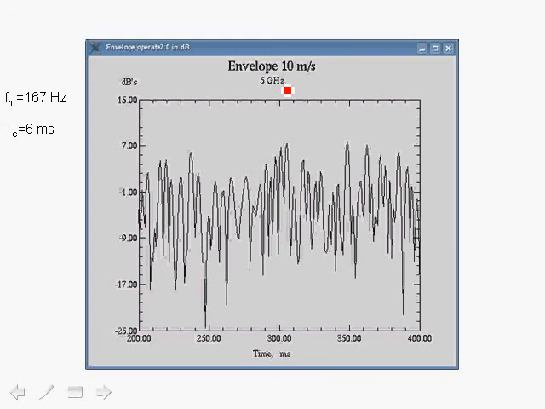Let's compute a few parameters. Our vehicle speed is 10 meters per second and our carrier is at 5 gigahertz. Therefore, we can compute the maximum Doppler shift, which is 167 hertz. The inverse of the maximum Doppler shift is called the coherence time, and that's equal to 6 milliseconds. And that's the time frame through which we have fading.